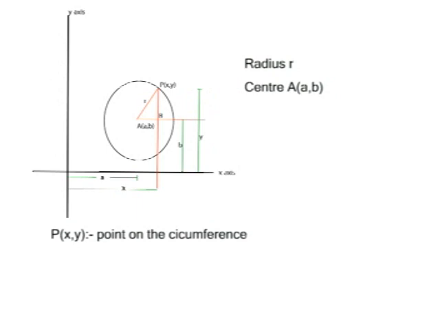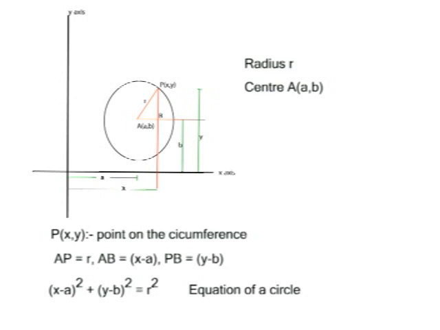From triangle APB, AP is equal to r, AB is equal to x minus a, and PB is equal to y minus b. Now, using the Pythagoras theorem for right angled triangles, (x minus a) squared plus (y minus b) squared is equal to r squared. That is, base squared plus height squared is equal to hypotenuse squared. This is the equation of any circle on the Cartesian plane.